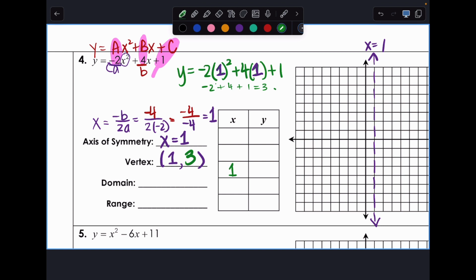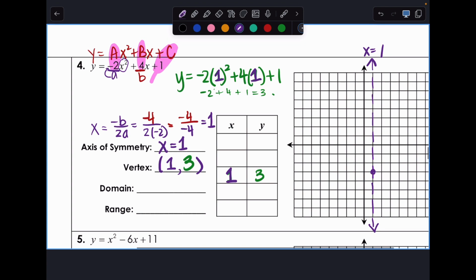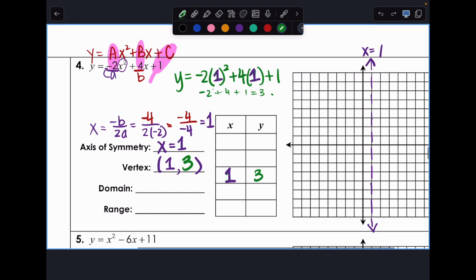So here's 1, 3 for the vertex. Okay? 1, 3. Plot my 1, 3. 1 over, 3 up. There's my vertex. Sorry, my bad. I put it in the wrong place, didn't I? 1, 3. Up here. 1, 3. Okay? Are we good?